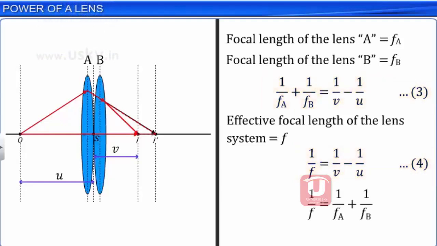Let this be equation 6, where P is the net optical power of the combination of two lenses with individual powers equal to PA and PB.